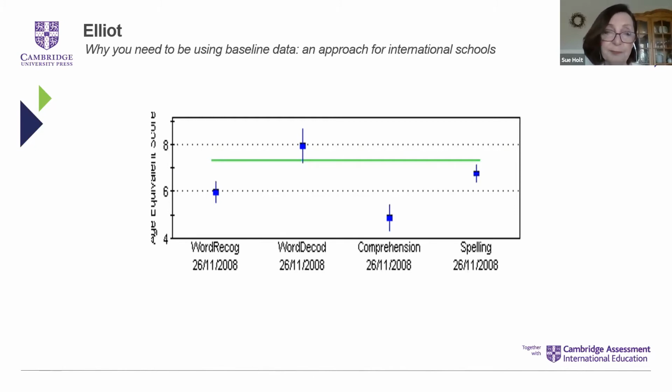Now you can see that Elliot has worked really hard on his decoding, so he can actually pick up a book and say the words. But in terms of comprehension, it's very low indeed, because he can actually read the words, but without much idea of what it is he's able to comprehend. Word recognition is a little bit lower than his word decoding, because in most schools, there's a phonics approach to the teaching of reading.